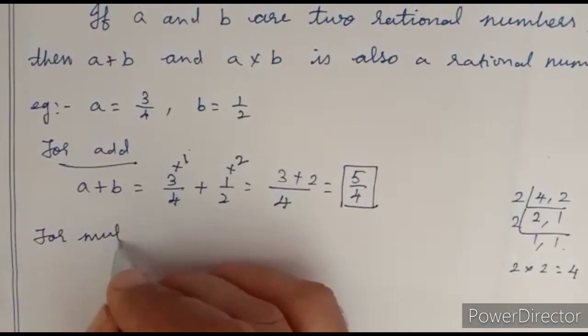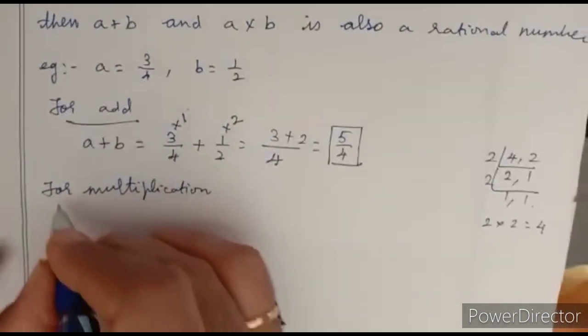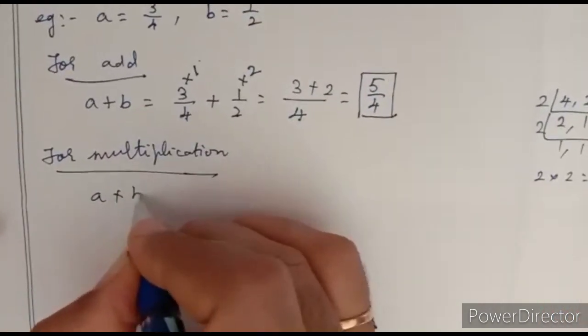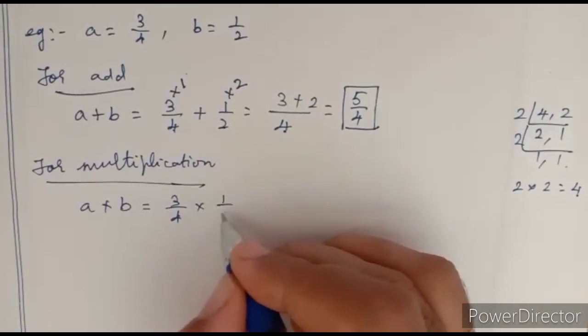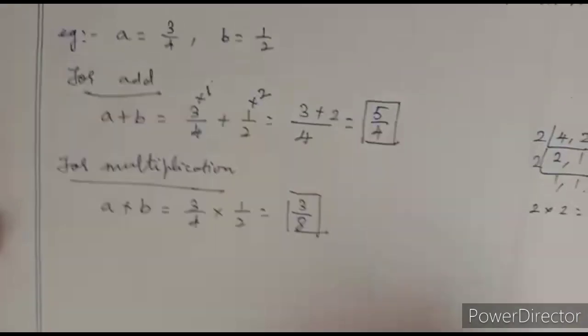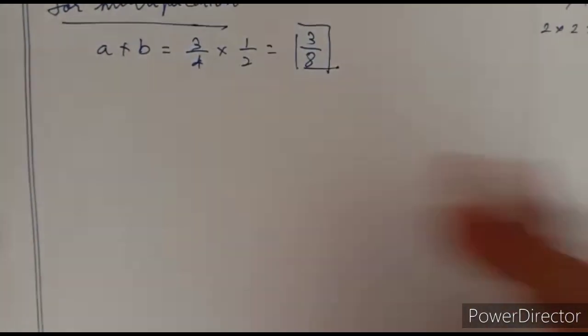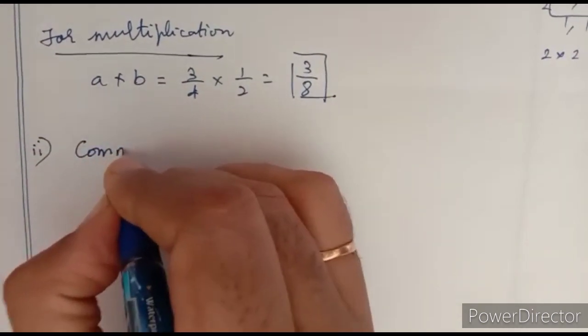Then for multiplication, A into B. A value is 3 by 4, B value is 1 by 2, which is equal to 3 by 8. 3 by 8 is also a rational number. Now your second property is commutative property.